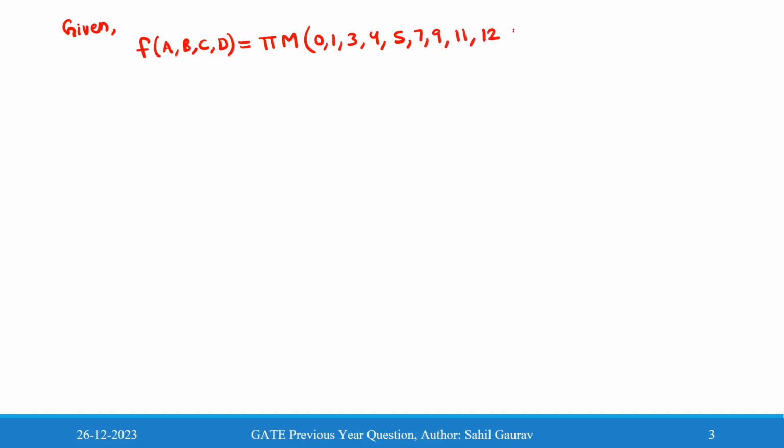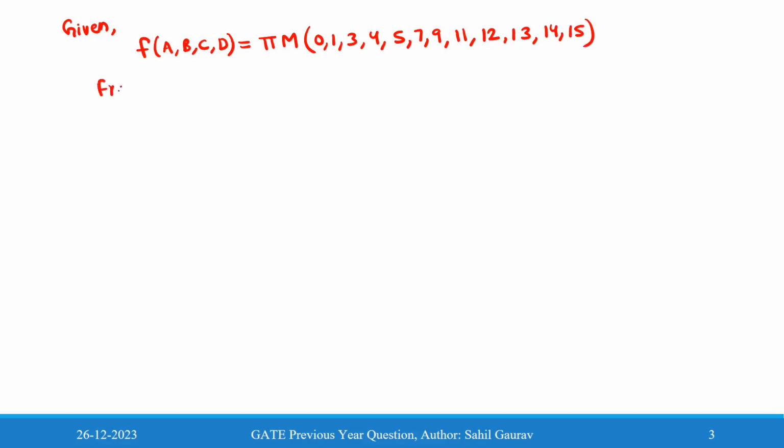So in this problem we are given a 4 variable function F(A, B, C, D) equal to the product of max terms 0, 1, 3, 4, 5, 7, 9, 11, 12, 13, 14, 15.